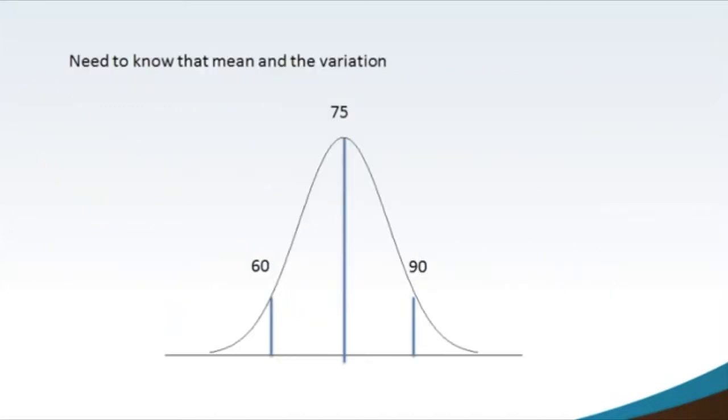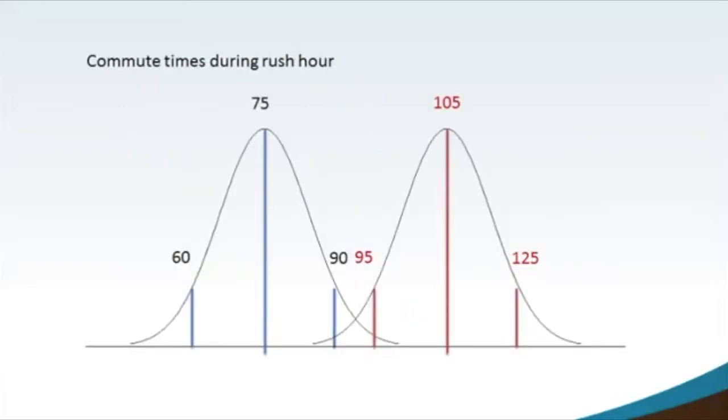Let's go back to my commute time example. So again, we know the mean and the variation. Okay, so now we're going to do my commute time during rush hour. So on the left is my normal average commute time, 75 minutes plus or minus 15 minutes. During rush hour, and this is just a fictitious, just to give you an example here. But in this case, my rush hour time is 105 minutes. It's gone up by a total of 30 minutes.